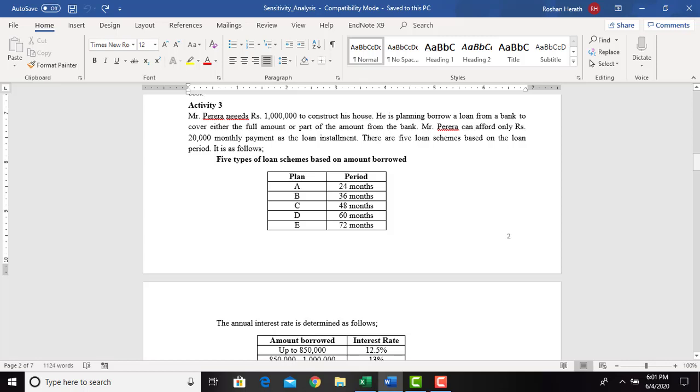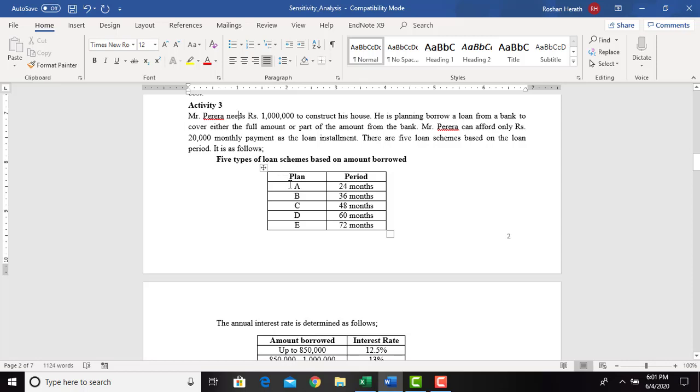Mr. Pereira needs rupees 1 million to construct his house. He is planning to borrow a loan from a bank to cover either the full amount or part of the amount from the bank. Mr. Pereira can afford only rupees 20,000 monthly payment as the loan installment. There are 5 loan schemes based on the loan period. It is as follows.